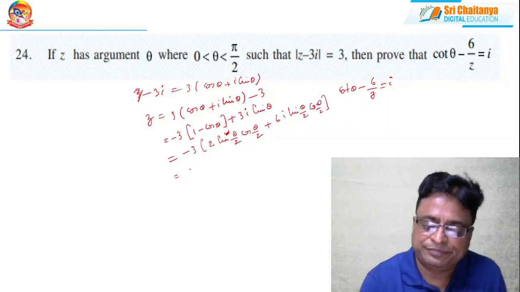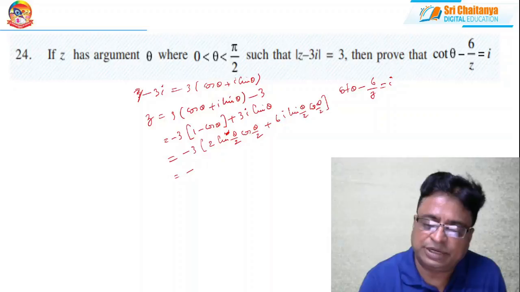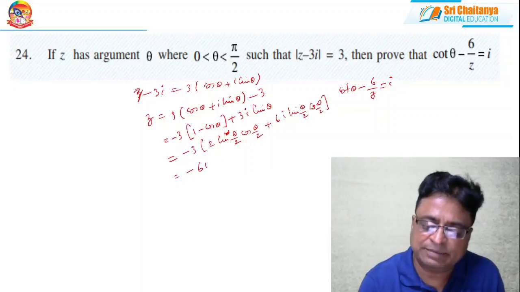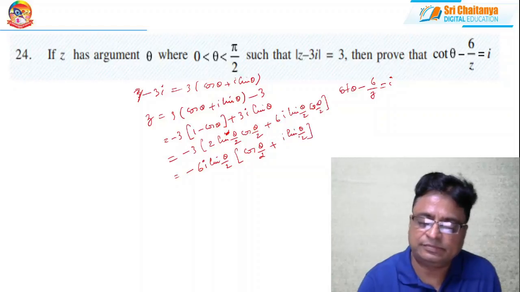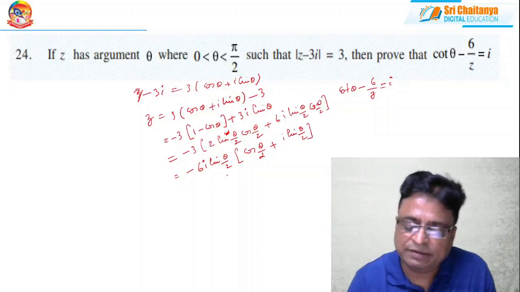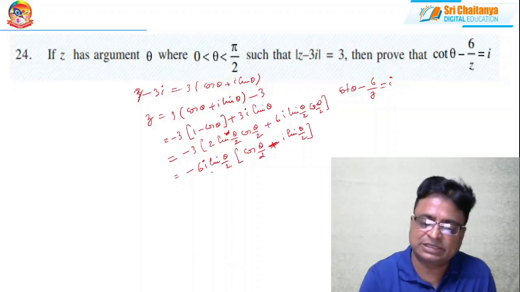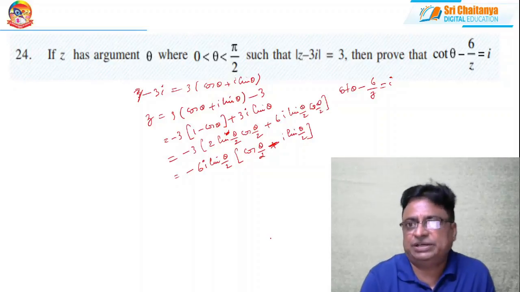Here you take 2i sin theta by 2 as common. So 6i sin theta by 2 into cos theta by 2 plus i sin theta by 2. Okay, please verify. I think it is minus. You please verify plus, yeah, it is absolutely right. So this is my z.